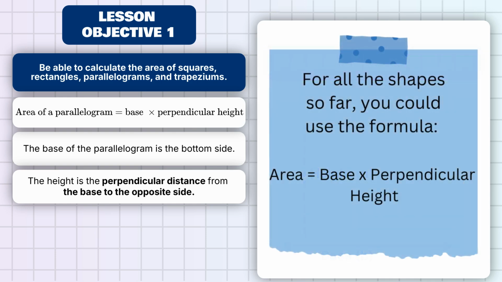Notice that the sides for rectangles and squares are perpendicular to the base, and so even though these equations all look different, they could all be described with the formula area equals base times perpendicular height.